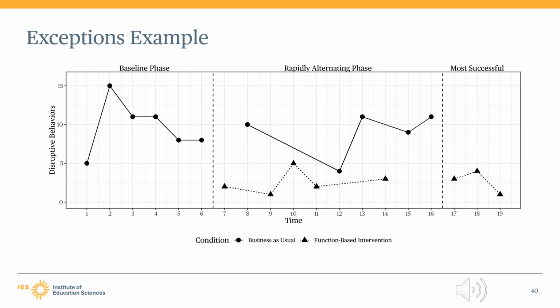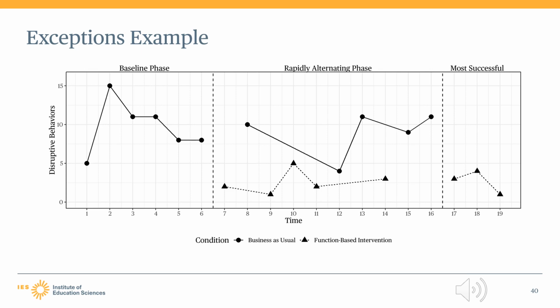This is an alternating treatment design comparing the effects of a function-based intervention to business as usual. In the case of this example, the review process would apply only to data points from time 7 to 16. Neither the baseline nor the most successful intervention phases need to be included in the design assessment. Additionally, there are 3 contiguous data points from the function-based intervention condition in a row without interruption at times 9, 10, and 11.